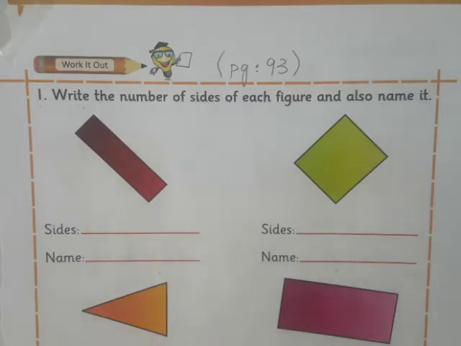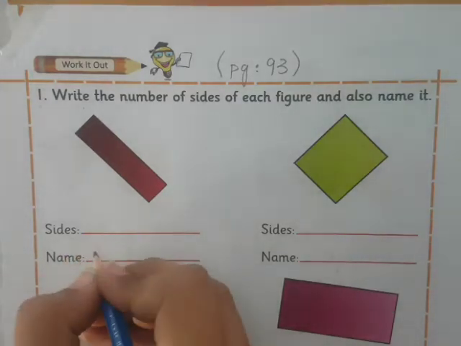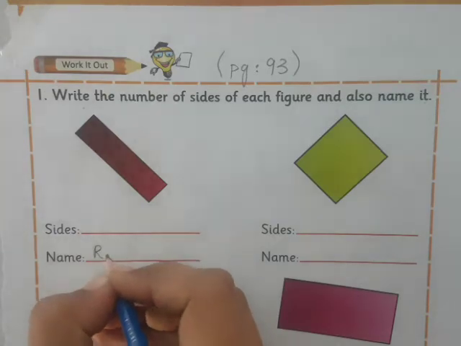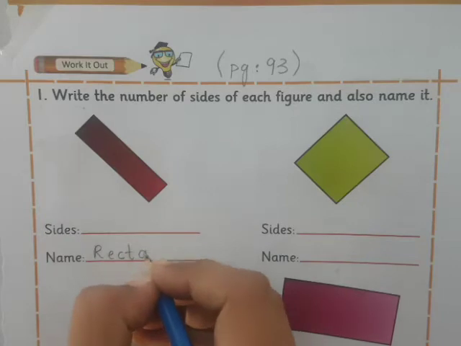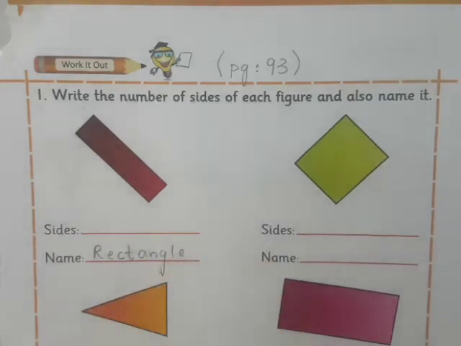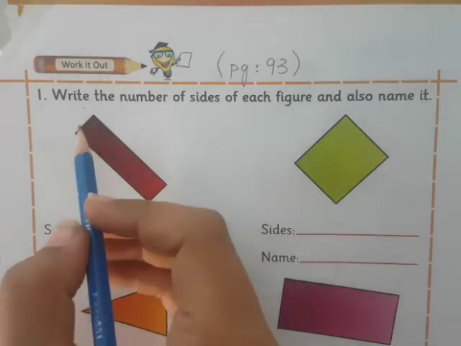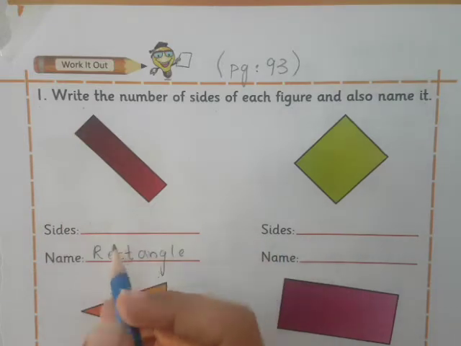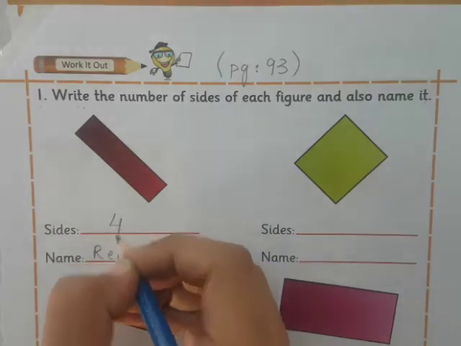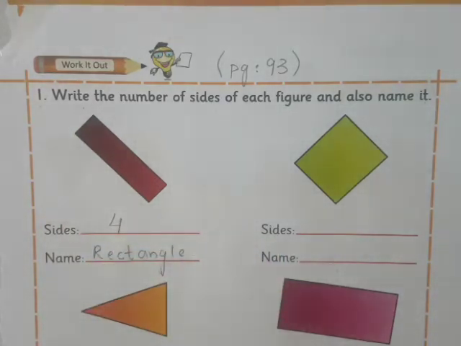It's a rectangle. What shape is it? It's a rectangle. And the spelling of rectangle is R-E-C-T-A-N-G-L-E, rectangle. How many sides does it have? Count with me. 1, 2, 3, 4. It has 4 sides. What is the next shape?